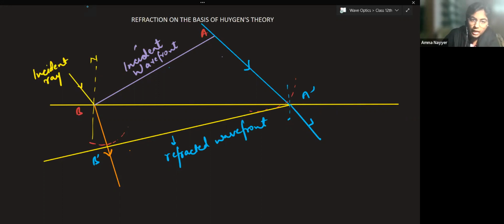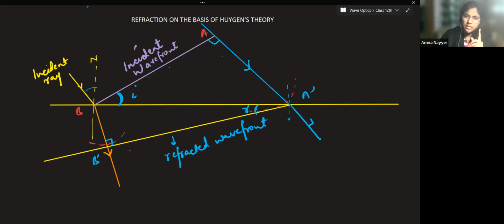So angle of incidence, I have told you that we take it from the surface for the wavefronts. This is not the incident ray. Incident angle is this. This is different. This is the angle of incidence for the wavefront. And this is the angle of refraction for the refracted ray. Second one, this will be perpendicular. Both these are perpendicular to each other, 90 degrees.